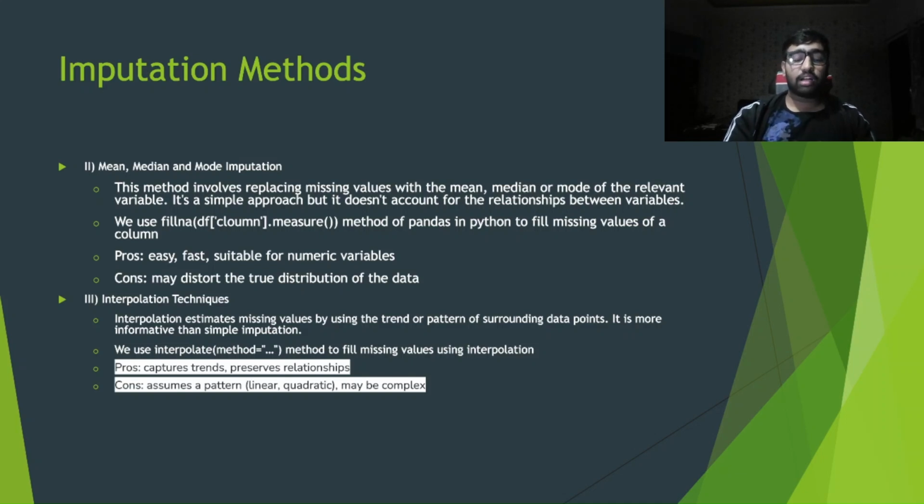In the method parameter, we tell the program which type of regression method or interpolation technique we want it to use. Its pros are it captures trends and preserves the relationships. Its cons are it assumes a pattern, linear, quadratic, maybe complex.